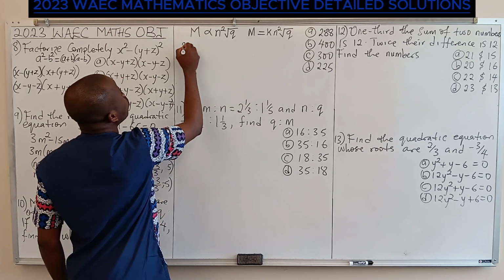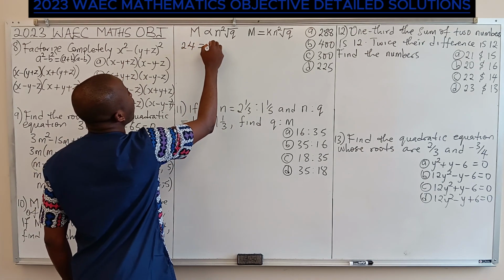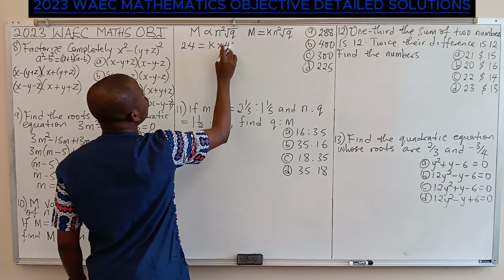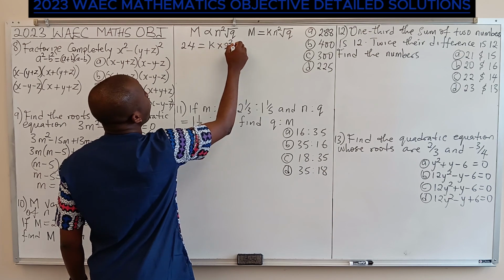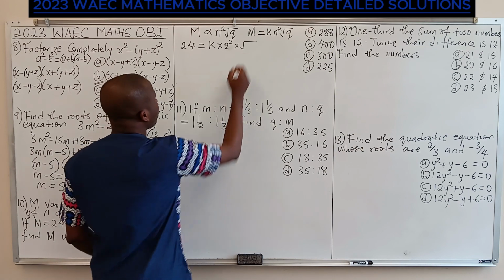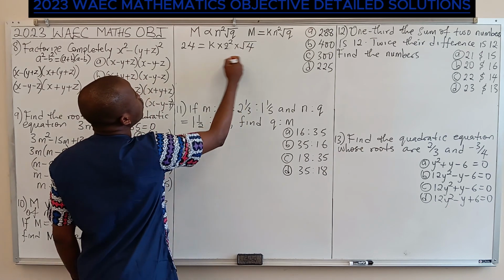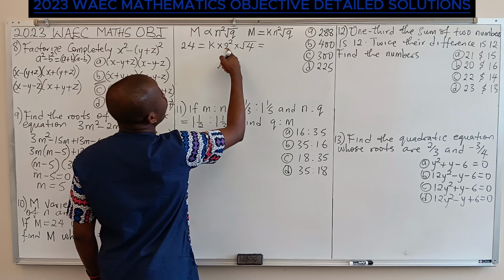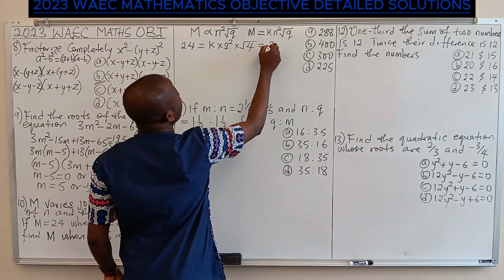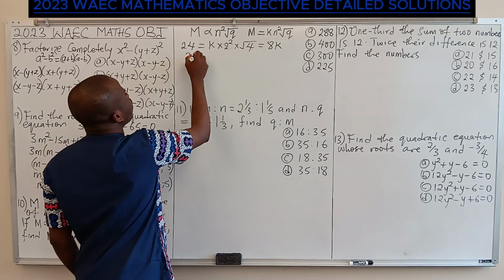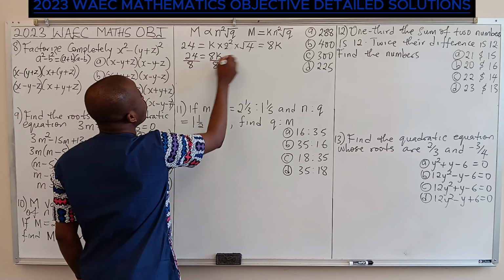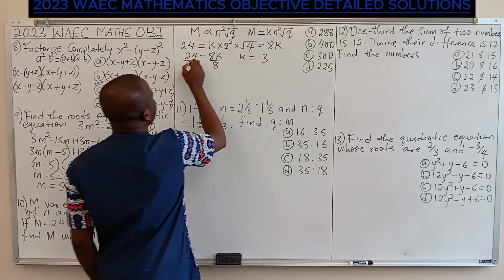We have 24 equals k times 2 squared times square root of 4. And if we do this, 2 squared is 4 and square root of 4 is 2. 4 times 2 is 8. So we have 8k, so that 24 equals 8k. Divide both sides by 8. We now have k to be 3.